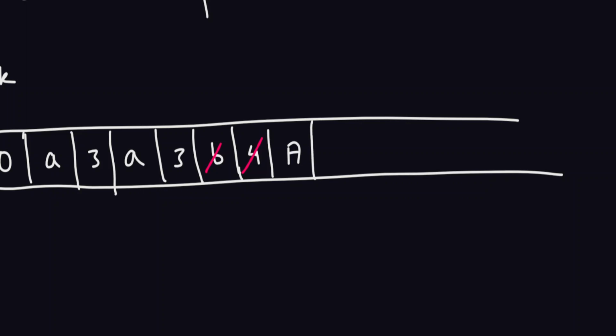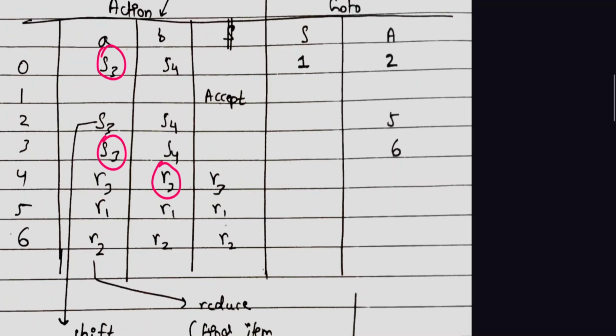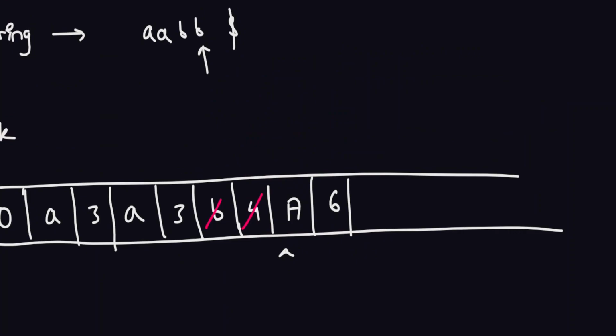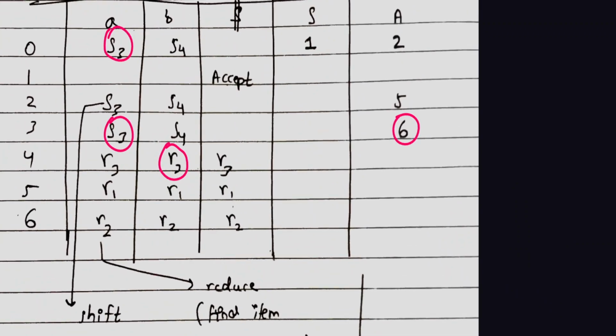Now we'll check what will happen to A when it is at state 3. We'll go there and check state 3 and A, so it will be 6. We'll put 6 into the stack. Right now our pointer is pointing at B. Now we will check what happens to B when it is at state 6. When B is at state 6, this production rule is applied.